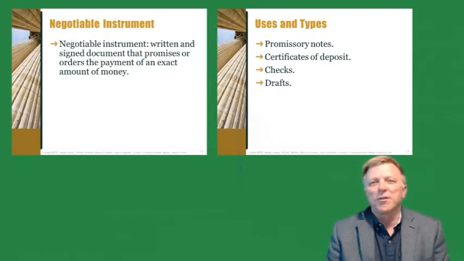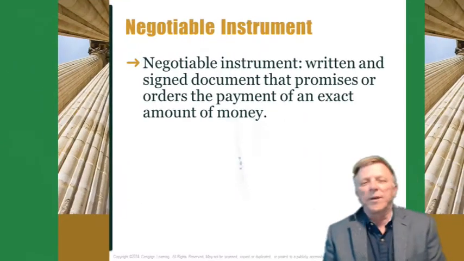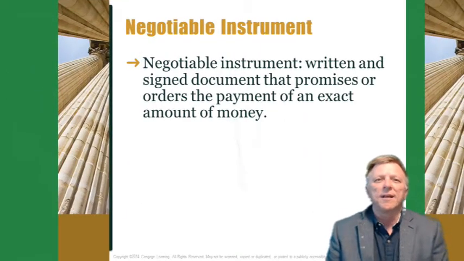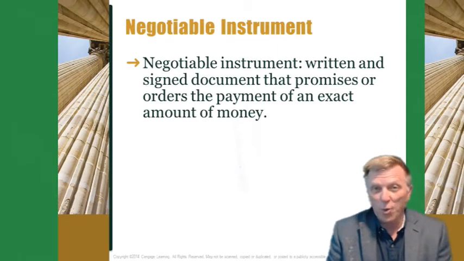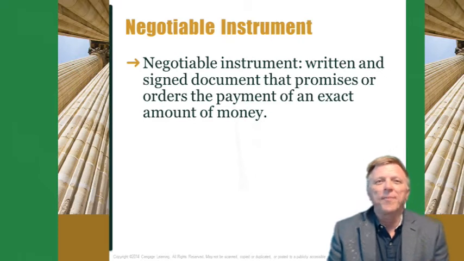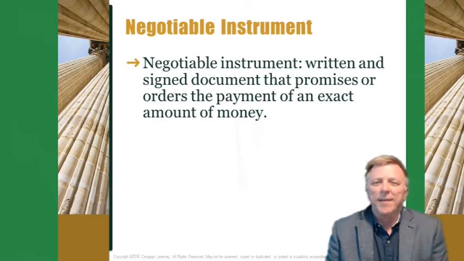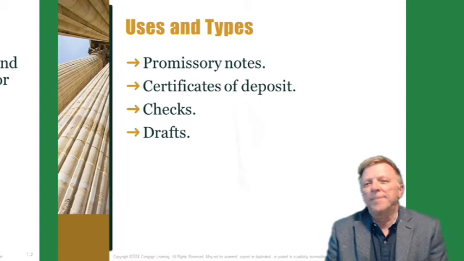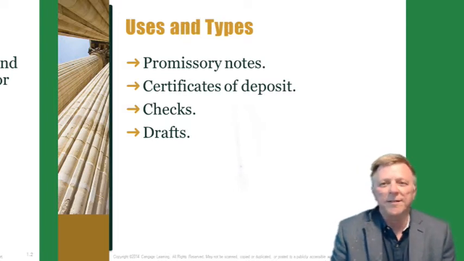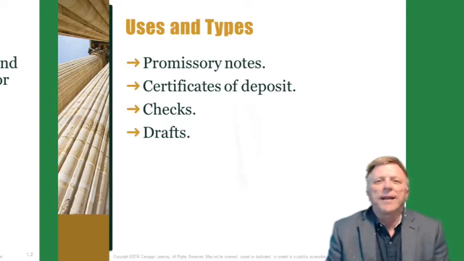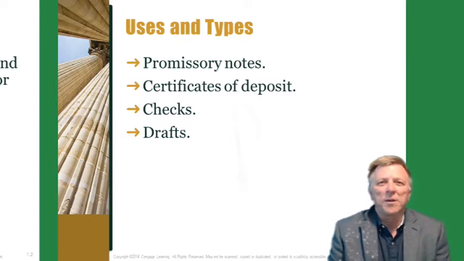First of all, an instrument is written. It's a written and signed document that promises that you're going to get paid or someone's going to pay you. So it's like a very formal document of an IOU. All right, it's a promise to pay. The different types of negotiable instruments: there are promissory notes, there are CDs, like CDs you might buy at a bank, certificates of deposit that is, there are checks, and then there are drafts as well. So make sure you check out the book and read about those in more detail.